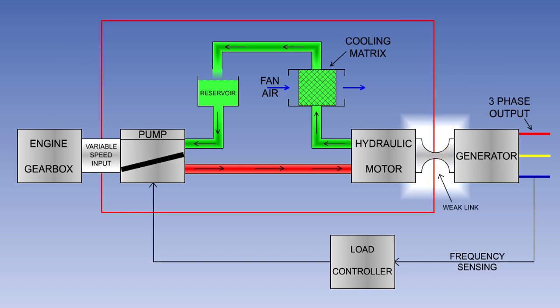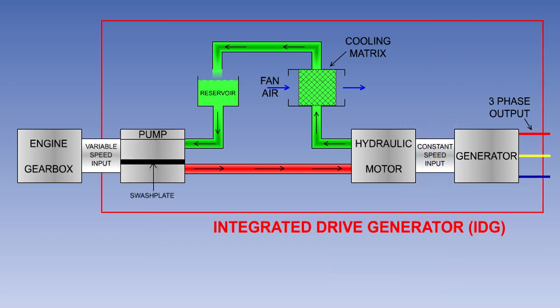In the event of a mechanical failure in the generator, the CSDU is protected by a component known as a quill drive. This has a weak link, which will break before any major damage can be caused. Some constant frequency generators have their CSDU and generator combined in one unit, called an integrated drive unit, IDU, or integrated drive generator, IDG.